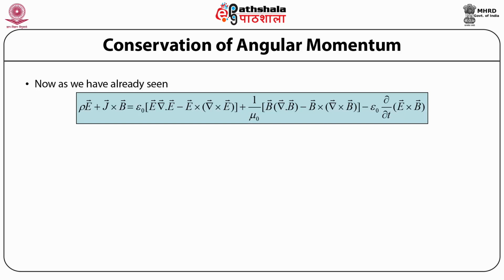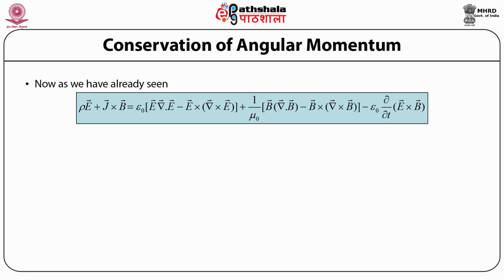And the expression that we had obtained for this was equal to epsilon naught times bracket open electric field times the divergence of the electric field minus the vector product of the electric field with the curl of the electric field bracket close, plus 1 upon mu naught times magnetic field induction vector B times the divergence of the magnetic field induction vector B minus the vector product of the magnetic field induction vector B with the curl of the magnetic field induction vector B bracket close, minus epsilon naught times partial time derivative of the vector product of the electric field and the magnetic field induction vector B.